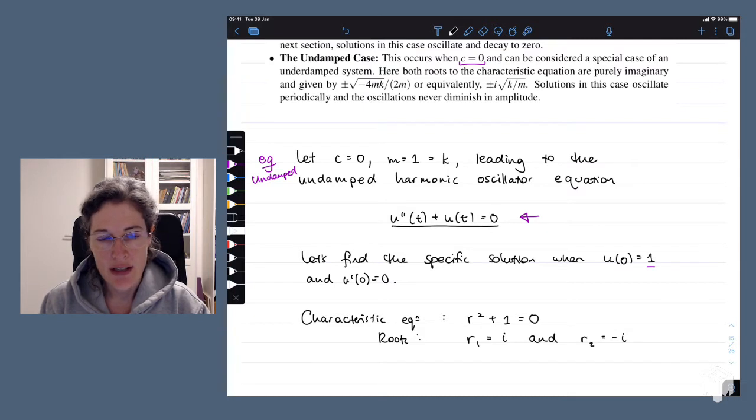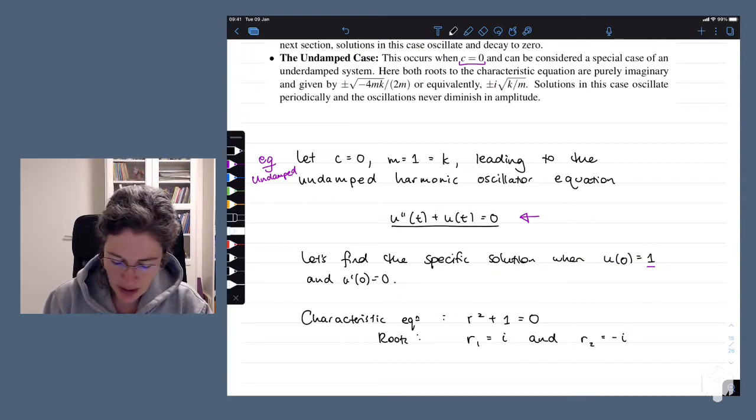If you're feeling a little hazy about complex numbers, please go and do a little bit of revision. We're not going to do a lot with complex numbers, but you will need to use them. So go and revise if you need to.